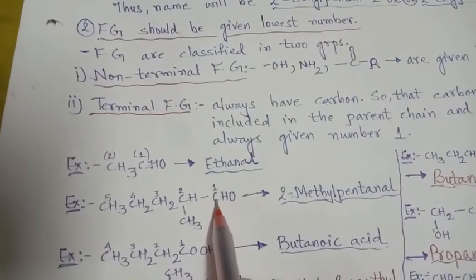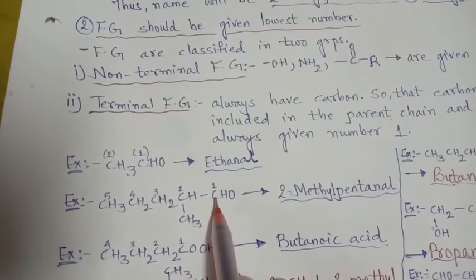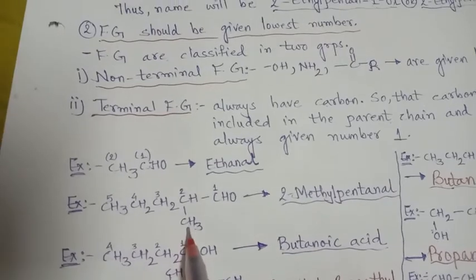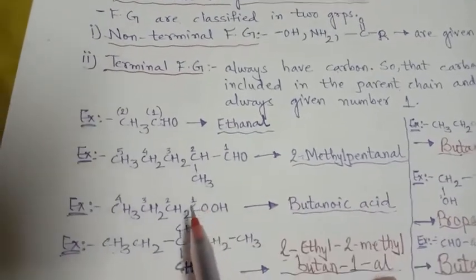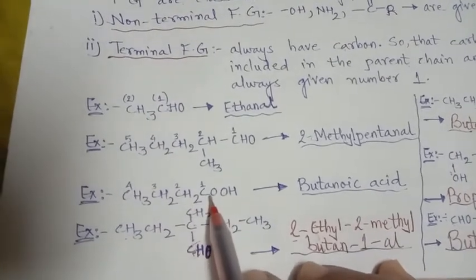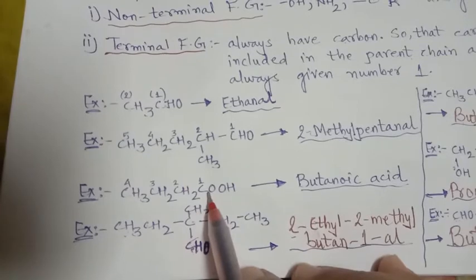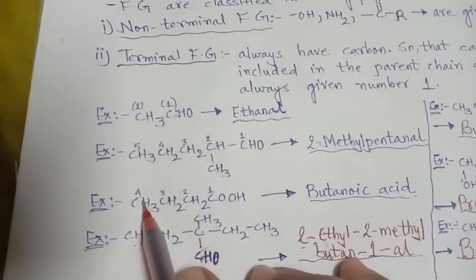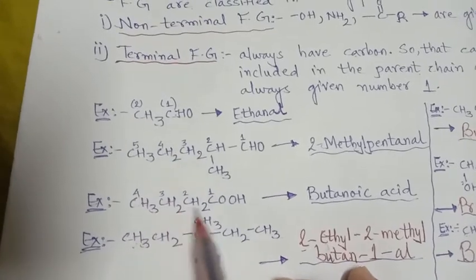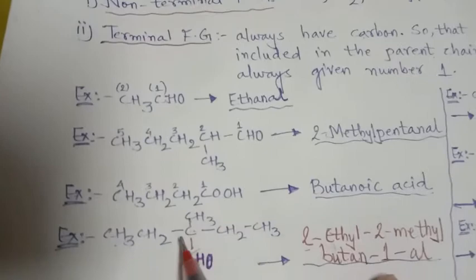Now if on the first carbon the aldehyde is there and if we do not write 1-al, and directly write 2-methylpentanal, then also it is correct. Here also see, on the first carbon it is carboxylic acid, and carboxylic acid takes the suffix oic acid. So it will be 1, 2, 3, 4 butanoic acid, or you can also write butane-1-oic acid, right?